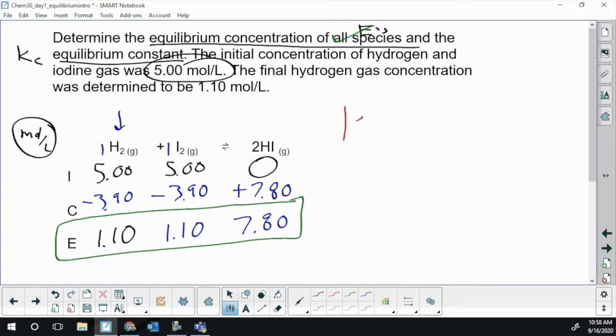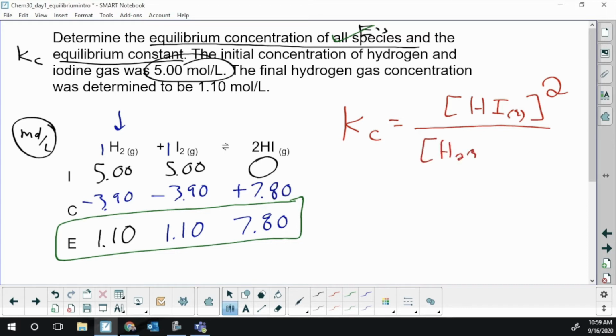What is the Kc value? I need a law expression, and then I will do a calculation. So concentration of products, that's my product. There's two of them, so I square it. Reactants, H2, one of them, so to the 1 power. I2 gas, no exponent, it's an implied 1.